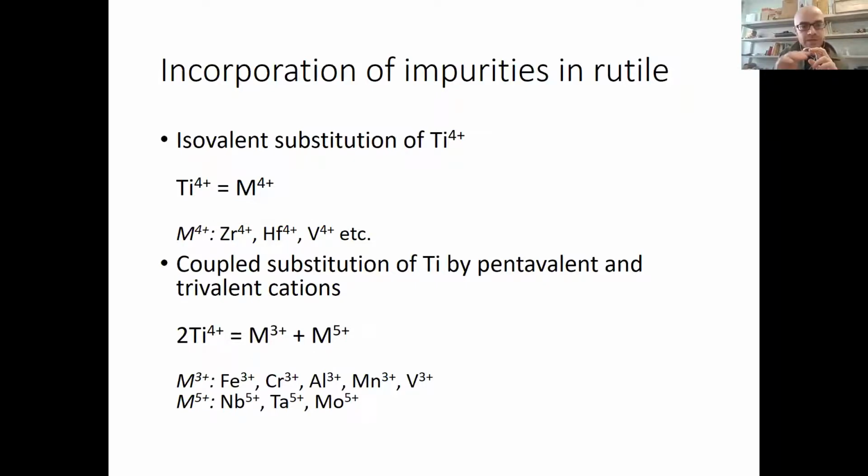We can also have coupled substitution of, for example, 2 titanium cations with 1 trivalent and 1 pentavalent ion. So the trivalent could be, for example, iron 3+ or chromium 3+, aluminium, vanadium 3+, and so on. And then adding a pentavalent cation, such as niobium 5+, ensures the charge balance.